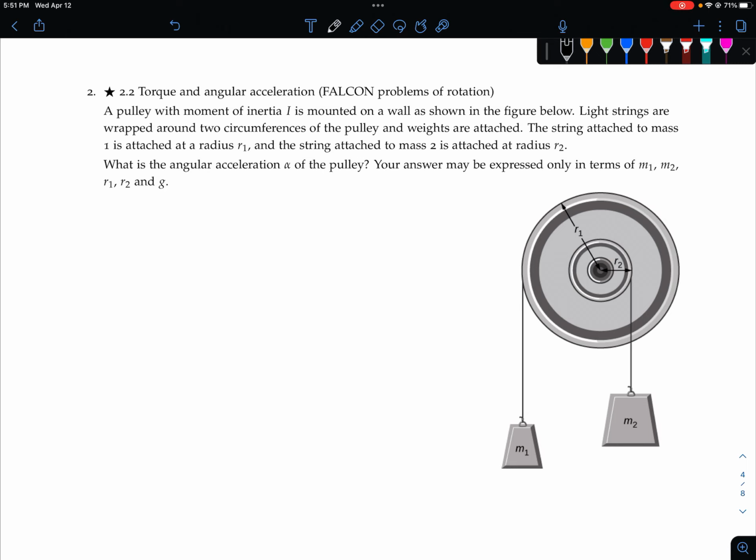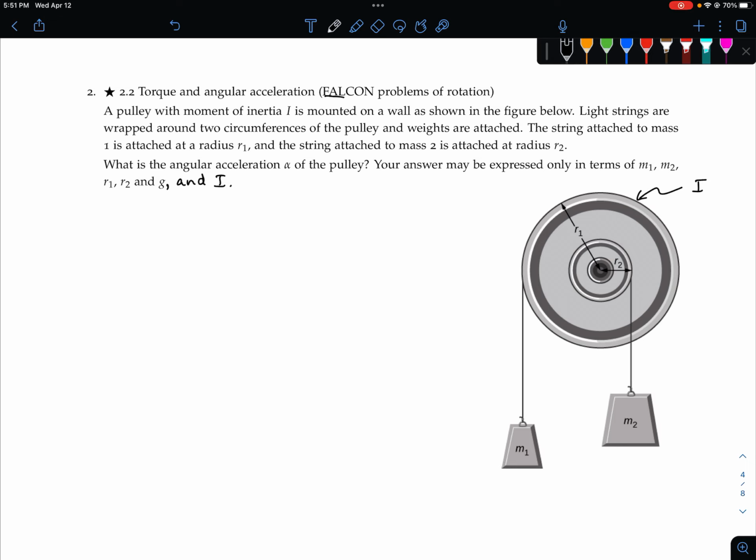We have a pulley here. It's got two little radii. So this outer one corresponds to a mass that's hanging off a string, and the string was wrapped around the pulley. There's a mass M1 hanging off of it. And there's a mass M2 hanging off of a smaller radius here in the center. And we're told that this whole pulley has a moment of inertia I, and we can't include that in our answer. This should say M and I here. We can't include that in our answer.